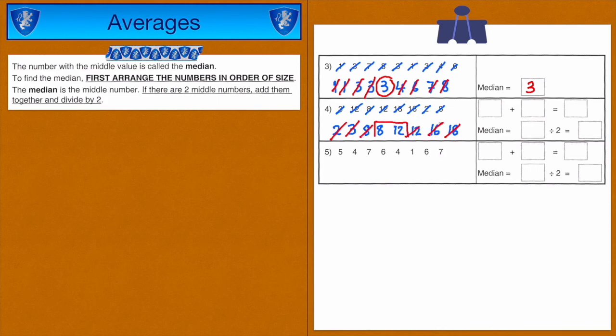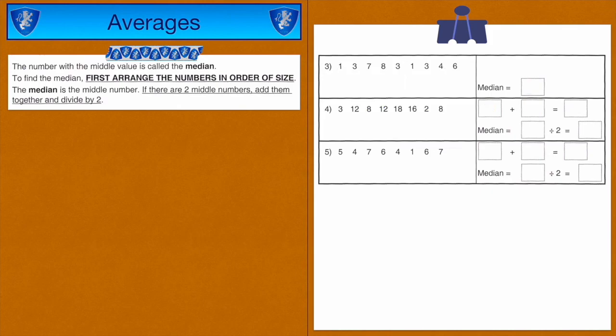this time we've got 2 numbers left in the middle, and that's because we had an even number of numbers. In this one we had an odd number of numbers. So when you've got 2 numbers left, what you do first of all is you add them together. So we're going to say 8 add 12 is 20. And then you divide this number by 2. So we say 20 divided by 2 is 10.